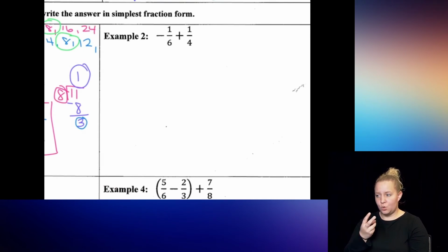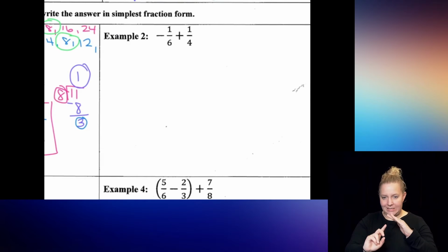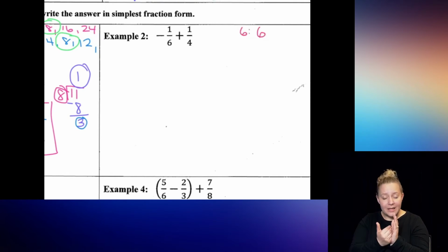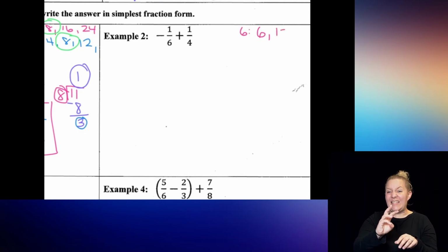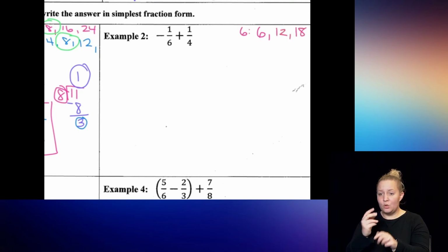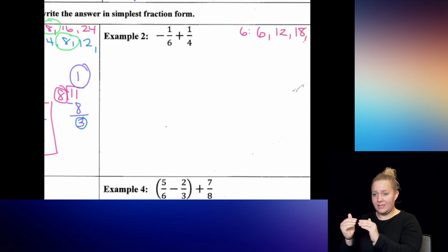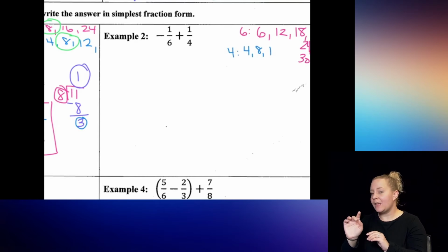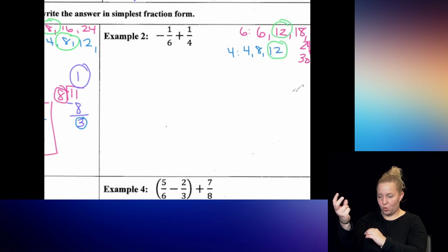So here for example 2, I see my denominators are 6 and 4. So again, I'm going to list my multiples of 6. So 6 times 1 is 6, 6 times 2 is 12, 6 times 3 is 18, 6 times 4, 24, 6 times 5 is 30. And then now also for 4, I know 4 times 1 is 4, 4 times 2 is 8, 4 times 3 is 12. Oh, there we go. Because I see both numbers have that common multiple of 12.